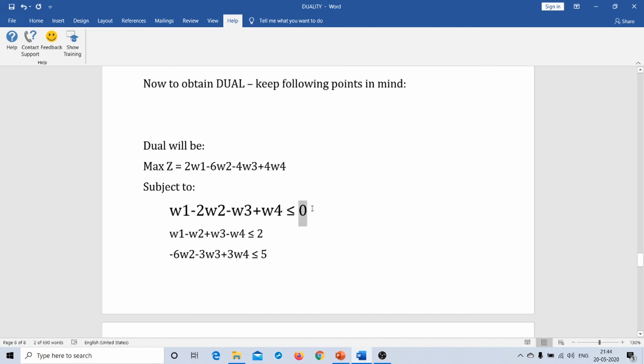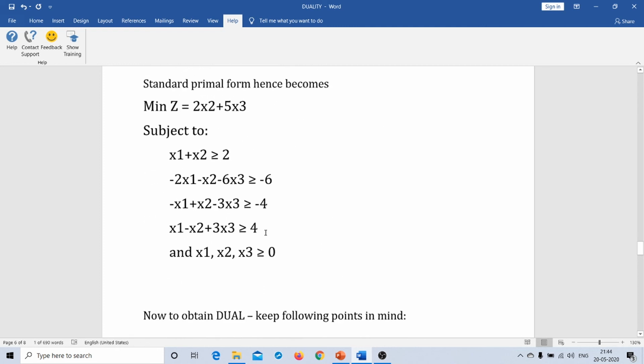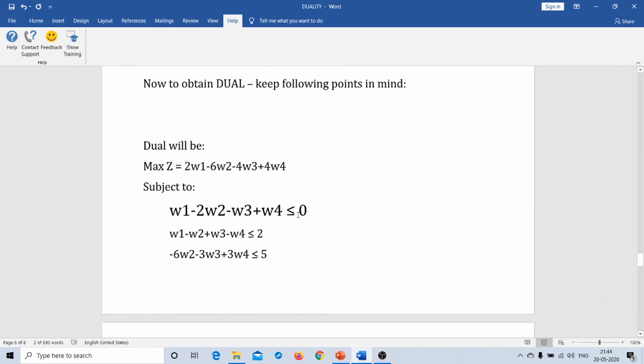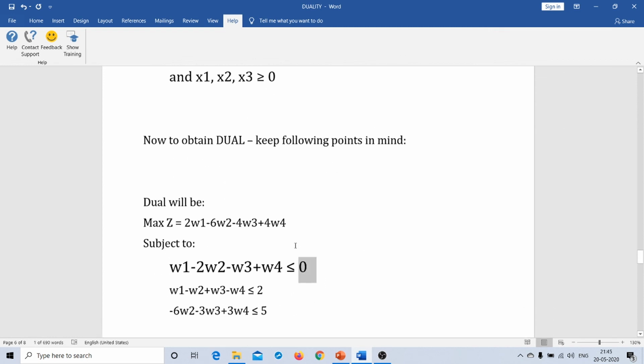Now what is this 0? How did you get it actually? Look at your standard primal form. In the standard primal form, you do not have a variable x1. Since you do not have variable x1, the coefficient of that will be 0 and hence the right hand side of the first constraint in the dual becomes 0.